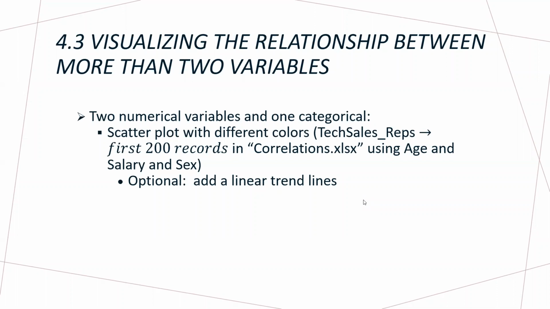The next thing we want to talk about is visualizing the relationship between more than two variables. So the first thing that we often want to do is look at a scatter plot where we have another variable that is categorical, and we want to add different colors based on the value of the categorical. This generally only works if you only have 2 or 3 categories. If not, it starts to get too messy. But I wanted to go ahead and show you how we do this.